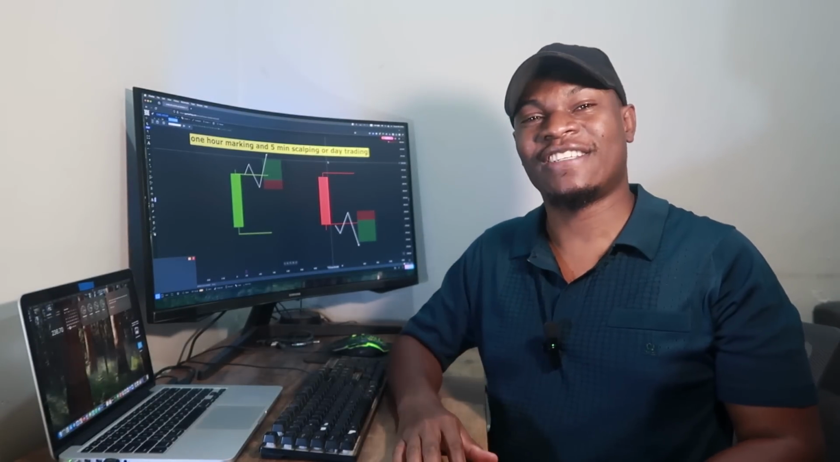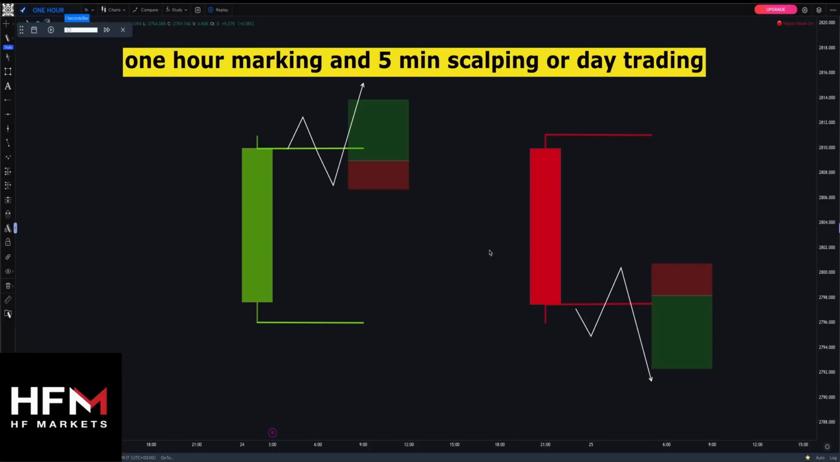Let's go onto the charts now. Just for those of you who have not watched the full course, this is the basic illustration of the one candlestick strategy. Here we are going to do the 1 hour marking and 5-minute scalping or day trading setup. Each of these candles that you're looking at here, the green one is a 1 hour candle and the red one is a 1 hour candle in reverse, okay?